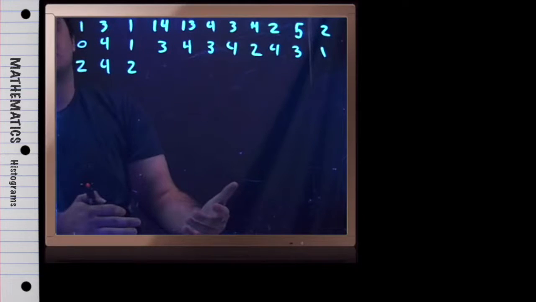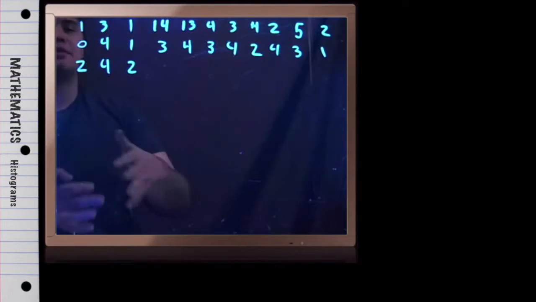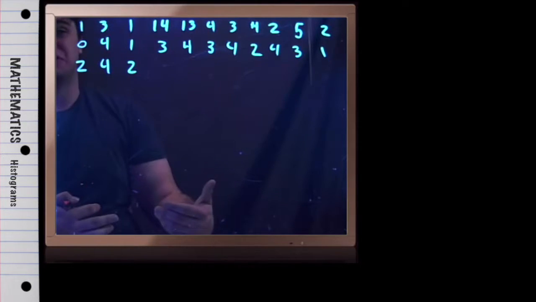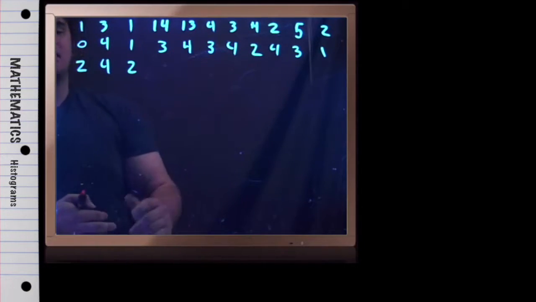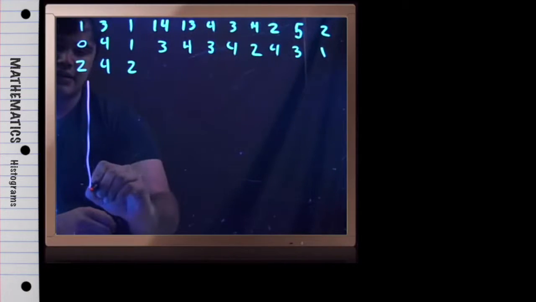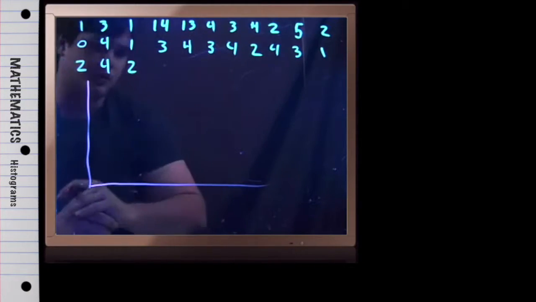2 is fine, that's what I'm going to use in this case, but if these numbers were bigger, you might want to do 10s, 5s. Usually good round whole numbers are a good place to go, something easy to count by. So the first thing you want to do when you're starting a histogram is go ahead and make the axis that you're going to work with here.